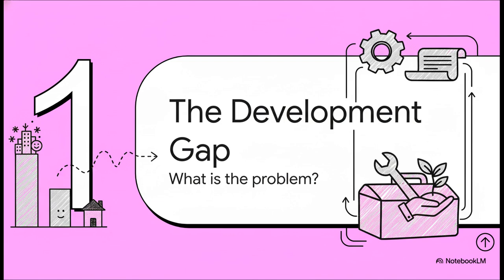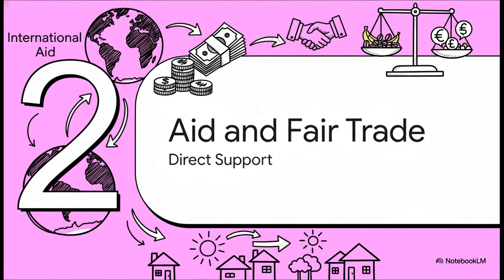Okay, so before we open up that toolkit, let's make sure we're all on the same page. What exactly is the global development gap? Well, put simply, it's that stark difference you see in wealth, health, and overall quality of life between the world's most and least developed countries. First up in our toolkit, we've got two big ones: international aid and fair trade. These are all about direct support, moving money and shaping how we buy and sell things to help developing nations.